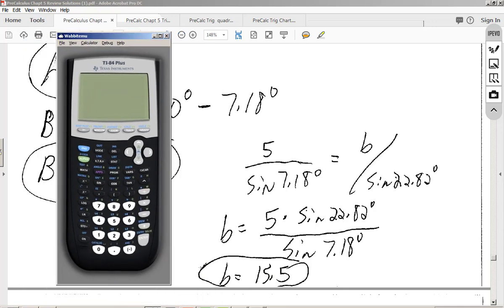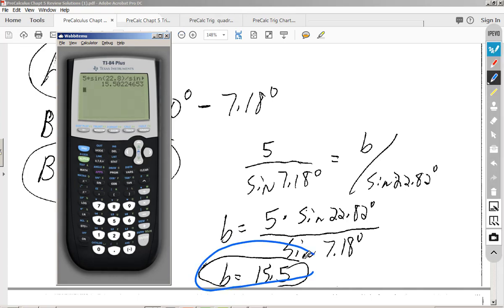So typing this in my calculator, I've got 5 times the sine of 22.8, and then divide by the sine of 7.18. Hit enter, and it looks like that comes out to be 15.5. So here's my answer, 15.5 for that missing side B. And now you've solved your triangle.